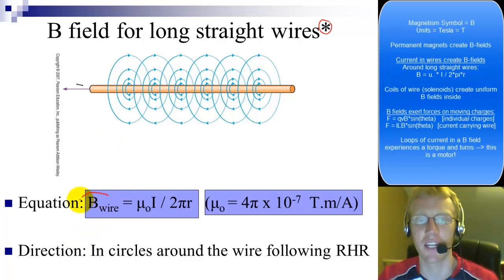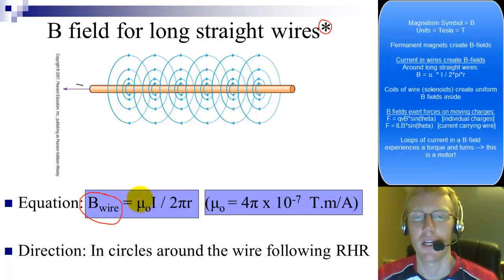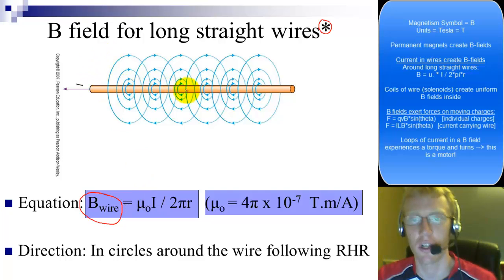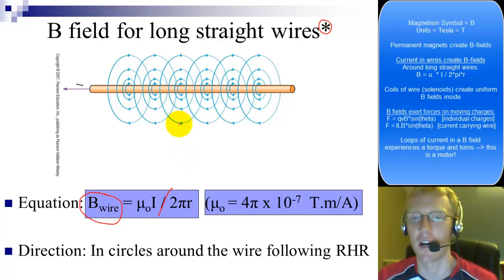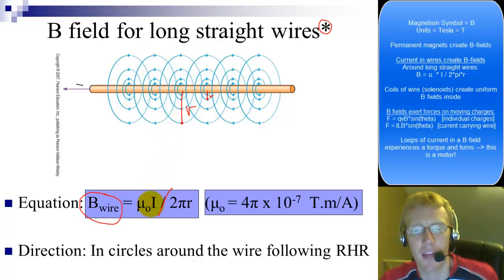So the formula for the magnetic field around a current-carrying wire is mu naught, which is a constant, times I, which is the current in the wire. So the stronger the current is, the stronger the magnetic field, directly proportional. Double the current, double the magnetic field, divided by 2 pi r. Okay, so 2 pi is constant also, and r is the distance away from the center of the wire out to where you're looking. So for example, if I want to know the magnetic field strength right here, my r value would be that far. If I want to know the magnetic field strength right here, my r value would just be that much. So the closer you are, the stronger the magnetic field, and the more current there is running through the wire, the stronger the magnetic field.